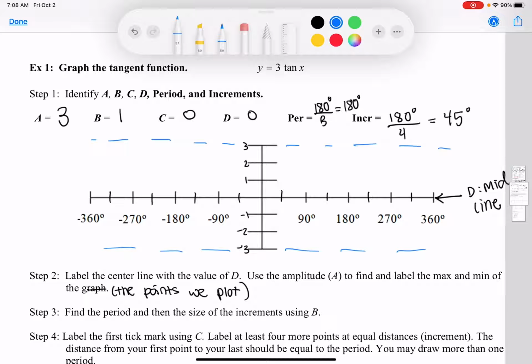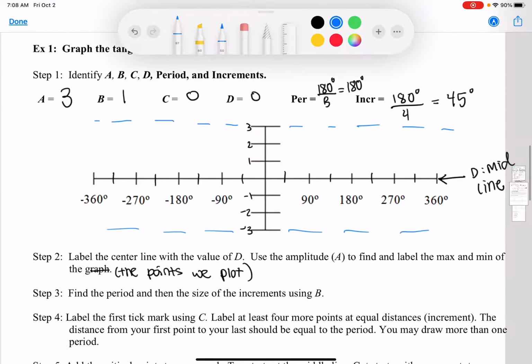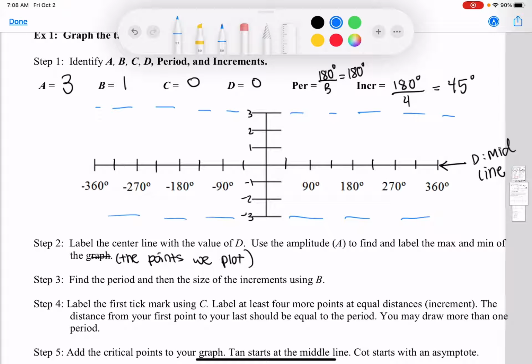Okay, and then step 3, find the period and the size of the increments. Well, oops, I already did that. Step 4, label the first tick mark using C. Well, C is 0. That means that I did not move left or right at all from my first point. The first point, think y-intercept. So the y-intercept for tangent is at 0, so it is just going to remain at 0.